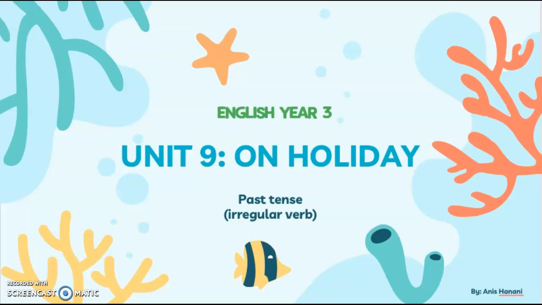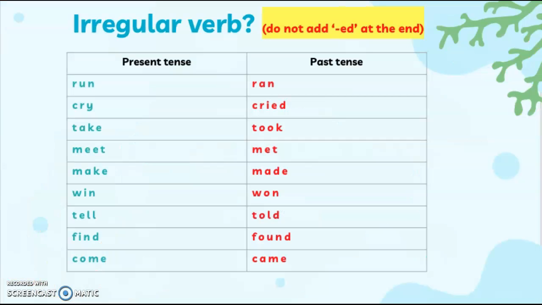There are two types of verbs, regular verbs and irregular verbs. Today we are focusing on irregular verbs. Now move on to the next slide. This is a list of irregular verbs. For irregular verbs, we do not add ed at the end of the verb.